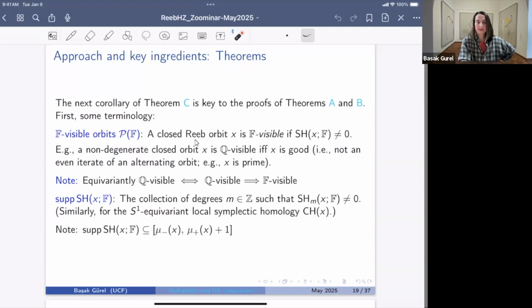Another thing is the support of this local homology. The support is simply the degrees m where this homology is non-zero. Again, similarly for the CH. And the support is always contained in this interval of mu minus of x and mu plus, which is the upper semi-continuous extension of the lower semi-continuous index.